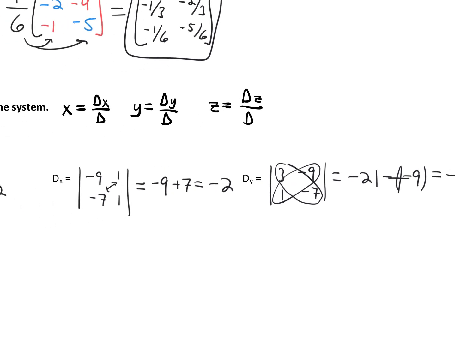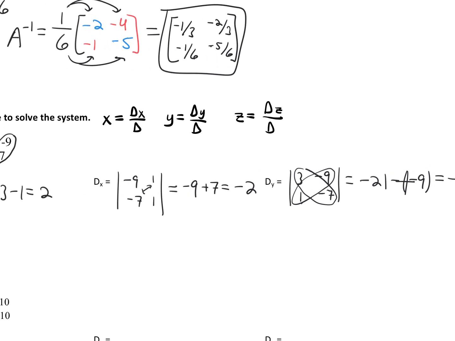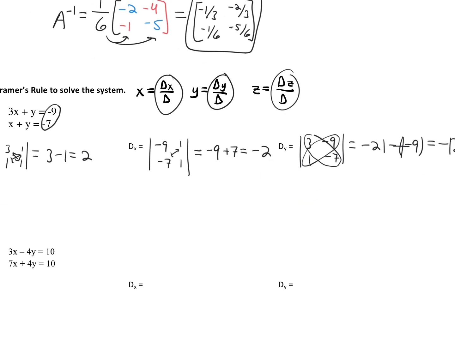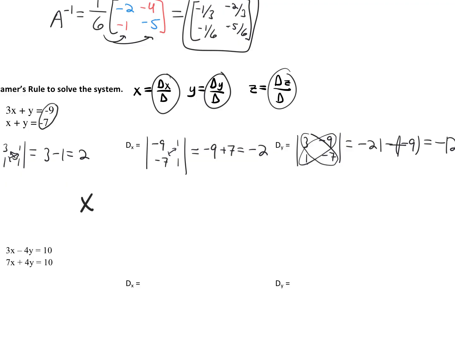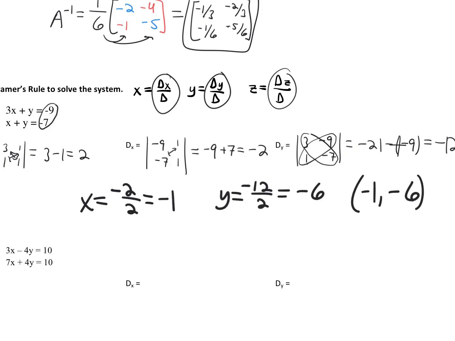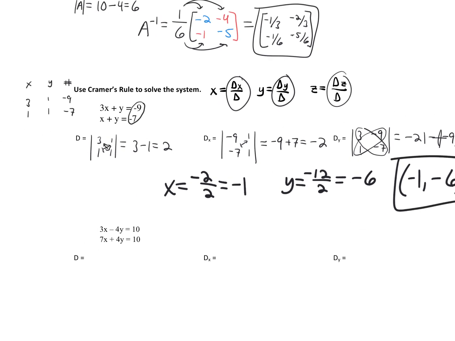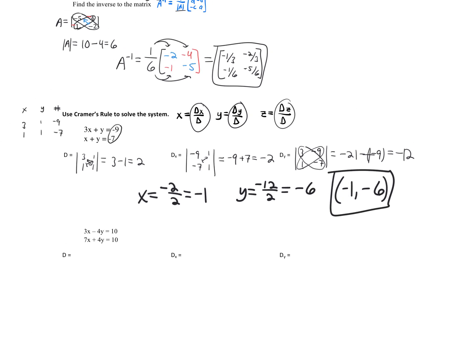All right. To get your x and y values, you're just going to do dx over d to find x, and then dy over d to find y. If there is a third variable z, you would do dz over d. So let's just write it out. x in this case is going to be -2 over 2, so -1. And then y is going to be -12 over 2, so -6. That means your final answer as an ordered pair is -1, -6. All right, pretty easy. Okay, nice.